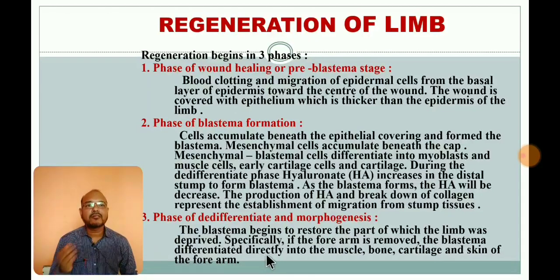restore the part from which the limb was derived. Especially if the forearm is removed, the blastema differentiates directly into the muscle, bone, cartilage and skin of the forearm.